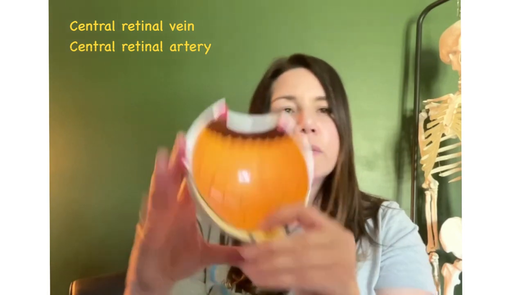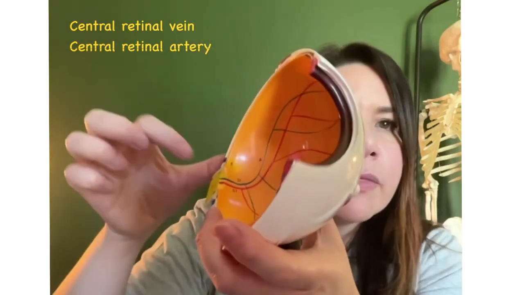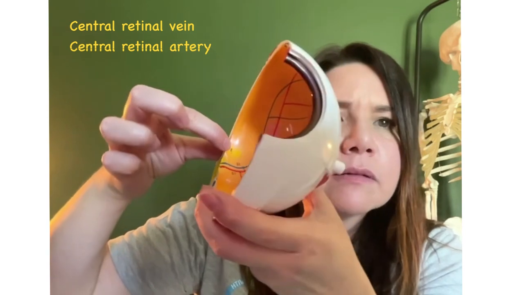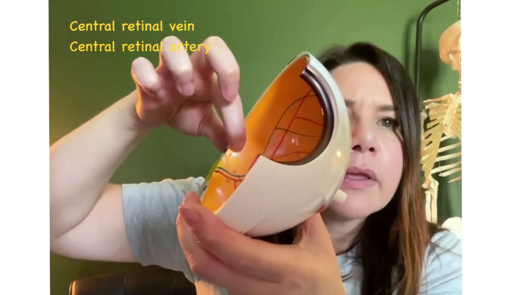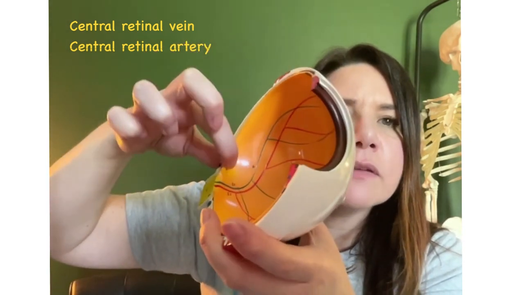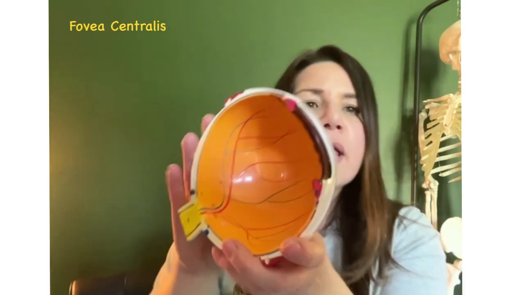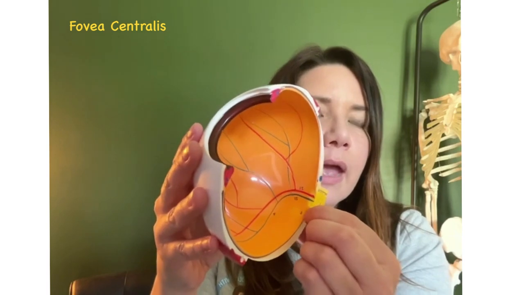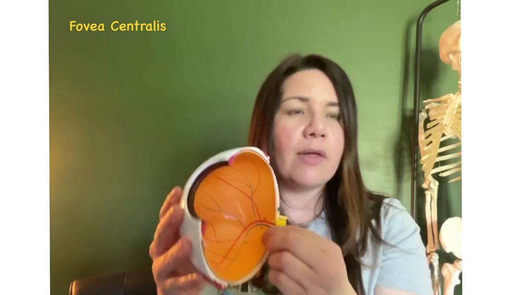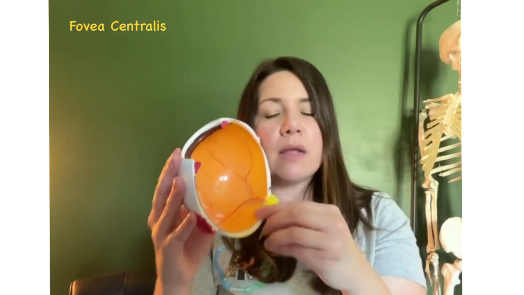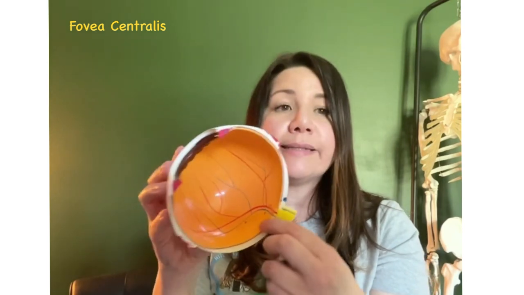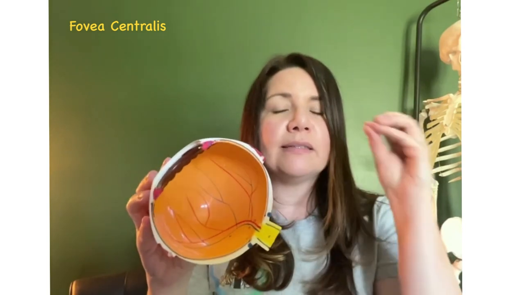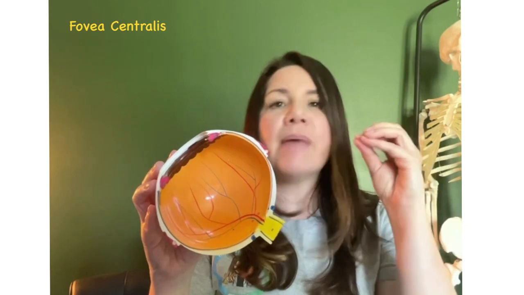What you'll also notice in this area right here, it's kind of a little more yellow than everything else. There's this circular area right here. That area is called the fovea centralis, and that lies right in the back of the eye right here. What is so unique about that is this is where you want light to hit directly so that we see with the best visual acuity.